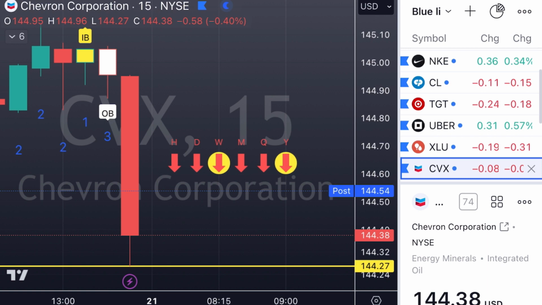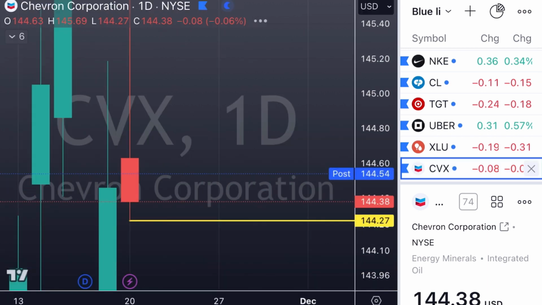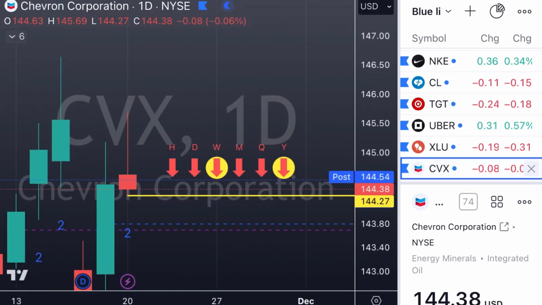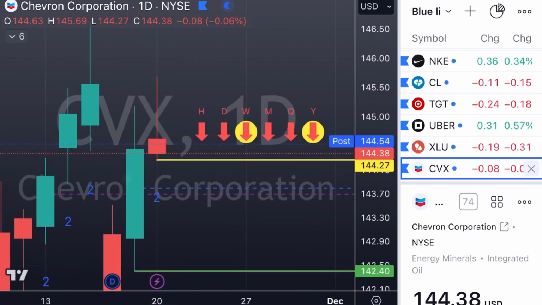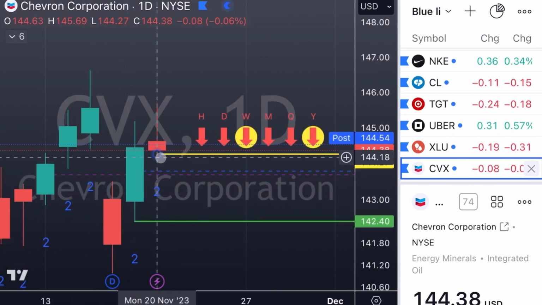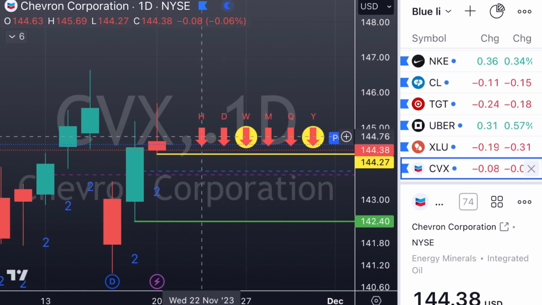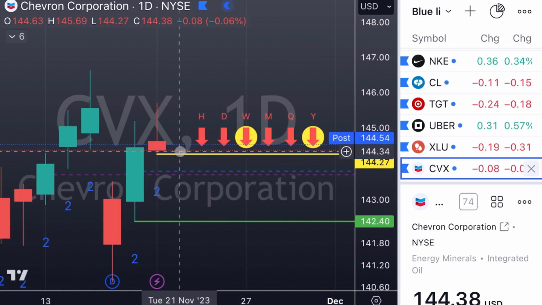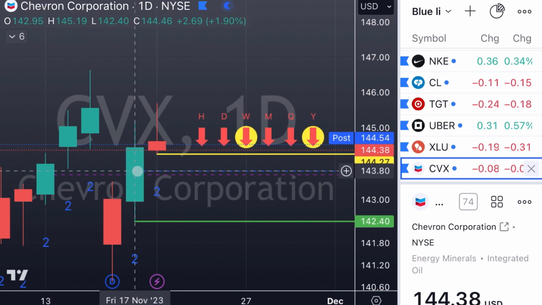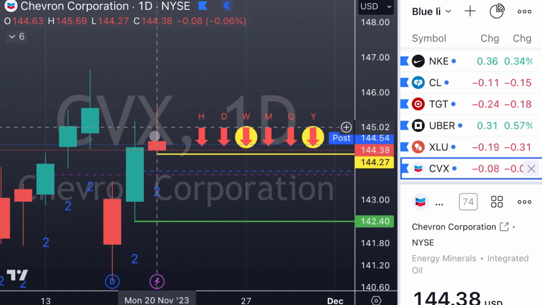Let's move on to CVX. So CVX has, what do we call this? Shooter candle. There's a bunch of things here. We're going to look at this. 2 up, finished red. Shooter candle, time frame continuity. What I really love to do is play into time frame continuity, reversals into time frame continuity. So we had a 2 up, finished red.